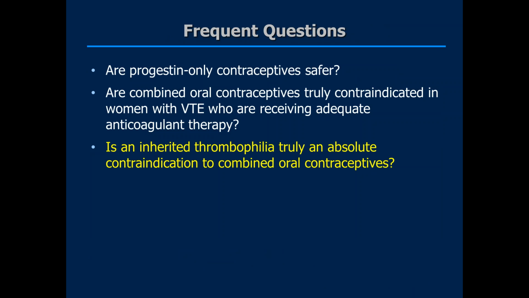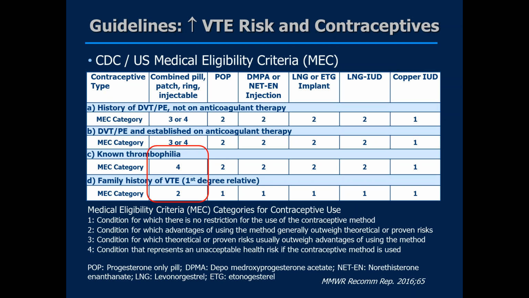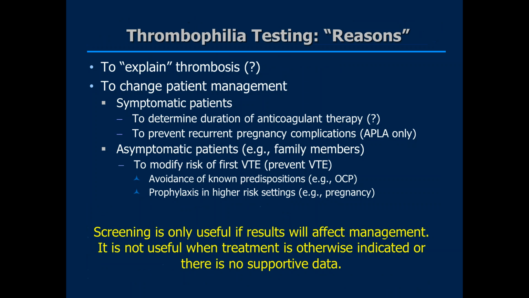So lastly, is an inherited thrombophilia truly an absolute contraindication to combined oral contraceptives? So again, let's go back to those CDC US medical eligibility criteria. And what they say is that yes, for combined contraceptives, a known thrombophilia is a condition that represents an unacceptable health risk, but that may not be the case if you have a family history of venous thromboembolic disease only.